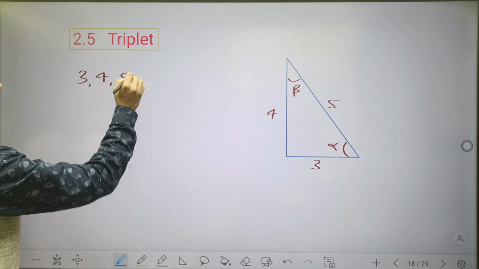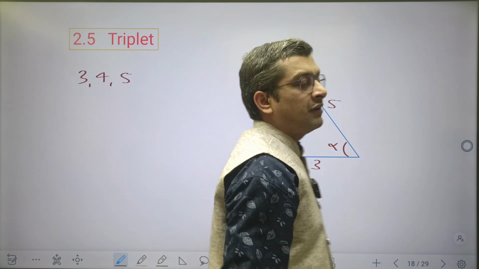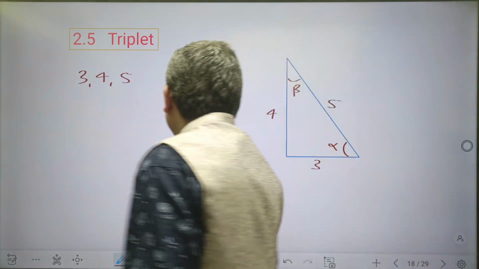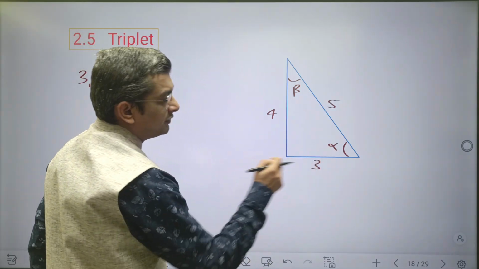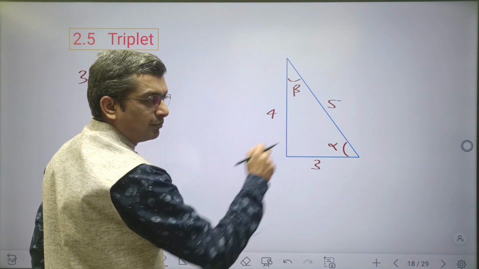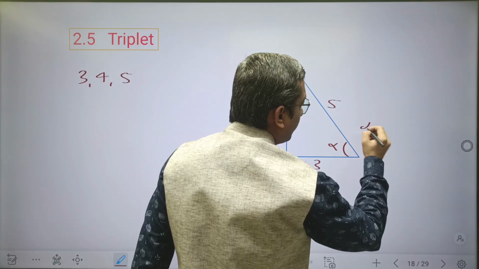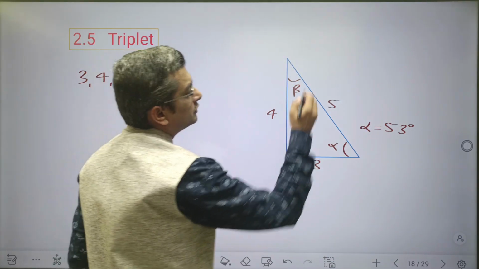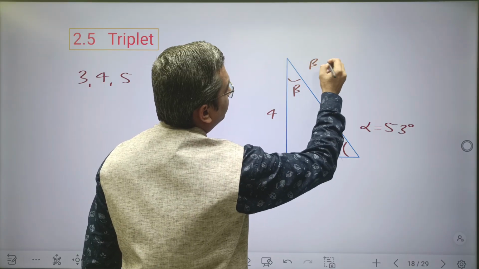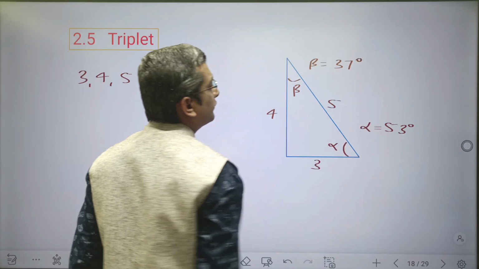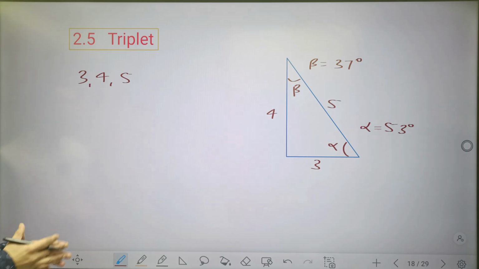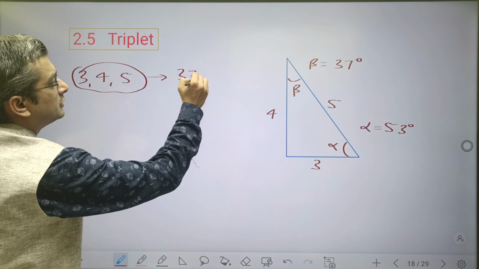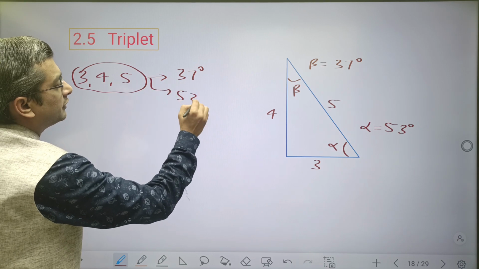Do you know the Pythagoras theorem? Now 3 square plus 4 square is equal to 5 square. So this is one kind of right angle triangle. So here the angle opposite to side 4 meter, this angle alpha, is equal to 53 degree, and the angle opposite to side length 3 is equal to 37 degree. So this is very important, okay? So 3, 4, 5 corresponds to two angles, that is 37 degree and 53 degree.